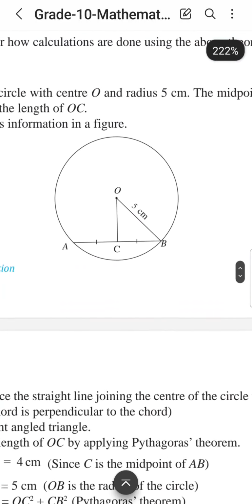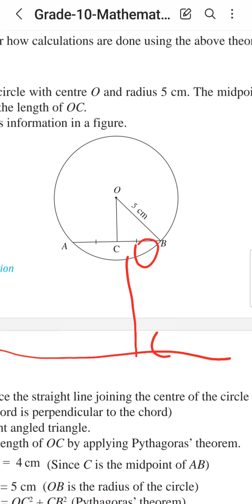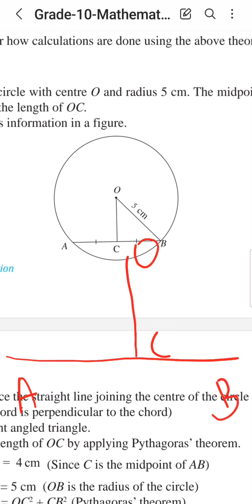See here, AB is a chord, and when we draw a straight line from O, the center, to the midpoint C, OC is perpendicular to AB. That is the theorem. Perpendicular means 90 degrees, no? So the angle OCB is 90 degrees. That is exactly what they are saying.